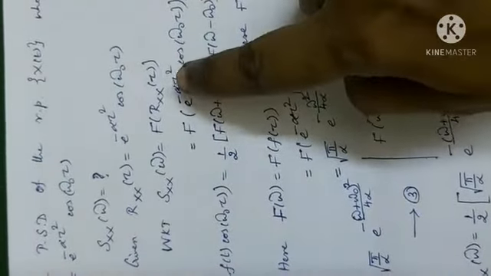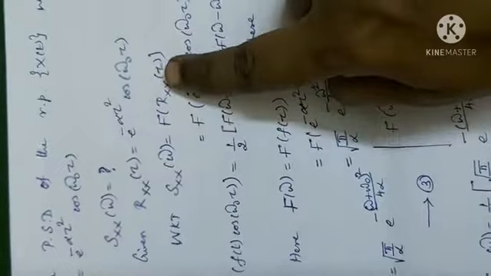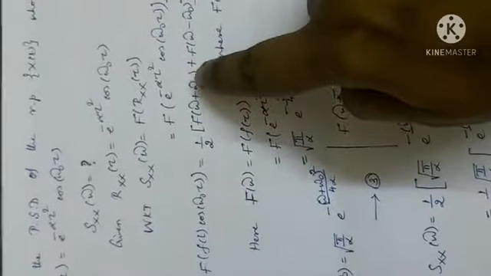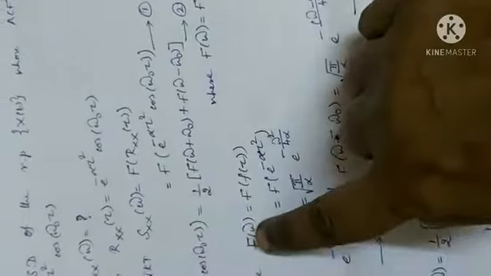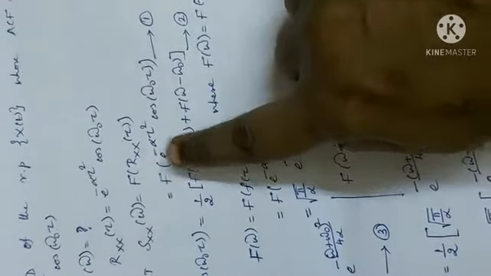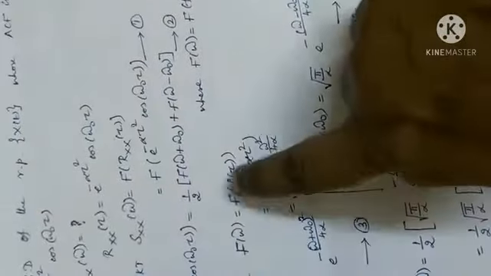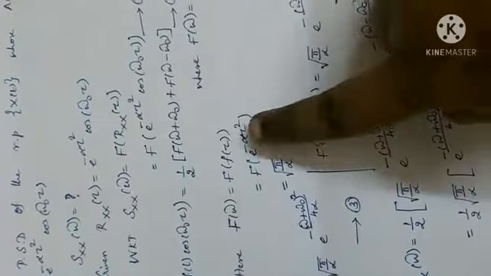Let us substitute. We know a formula. F of tau into cos omega naught tau is 1 by 2 into the Fourier transform of, right? We had done a problem already in the module. Once you know F of omega, you can replace omega by omega plus omega naught and so on, right? Let us first find F of omega, which is the Fourier transform of f of tau. F of tau is this term.